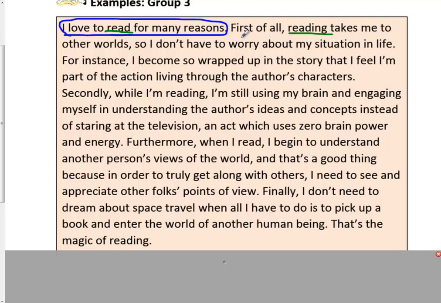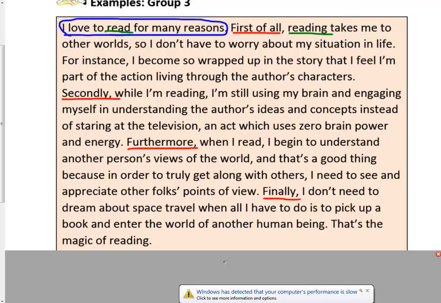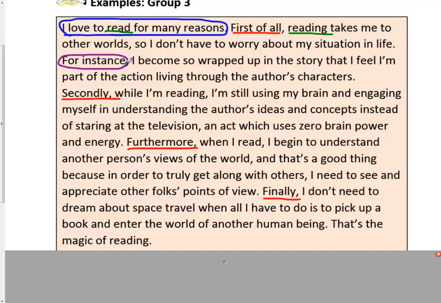Let's count them. First of all, that's one. Secondly, while I'm reading, I'm still using my brain. Furthermore, I begin to understand other people's points of view. And finally, I don't need to dream about space travel. Okay, so we have 4 major supporting details. And just a quick question. Did you happen to notice any minor supporting details in there? Aha. For instance, very good. That's a minor supporting detail, and it directly gives information about the sentence that immediately precedes it. Very good.